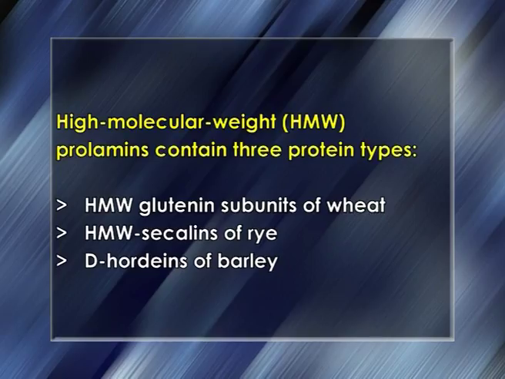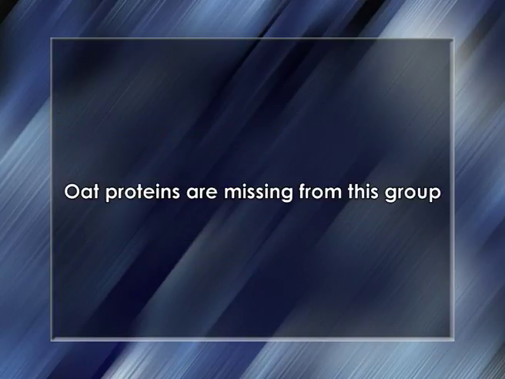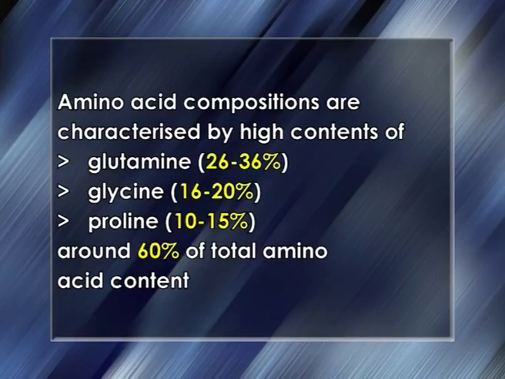The high molecular weight prolamins contain three protein types: high molecular weight glutenin subunits of wheat, high molecular weight secalins of rye, and D-hordeins of barley. Oat proteins are missing from this group. Proteins of the high molecular weight group consist of around 600 to 800 amino acid residues corresponding to molecular weights of around 63,000 to 88,000. The amino acid compositions are characterized by a high content of glutamine, glycine and proline, which account for about 60% of the total amino acid content.